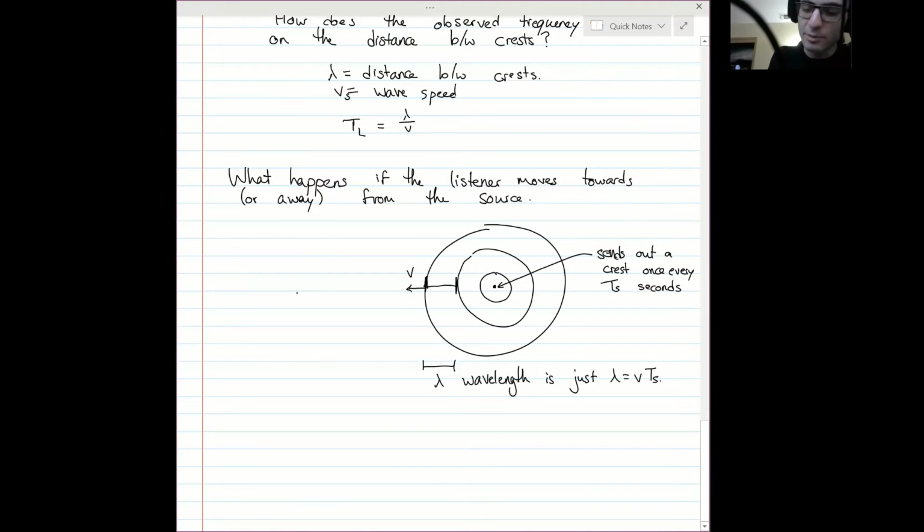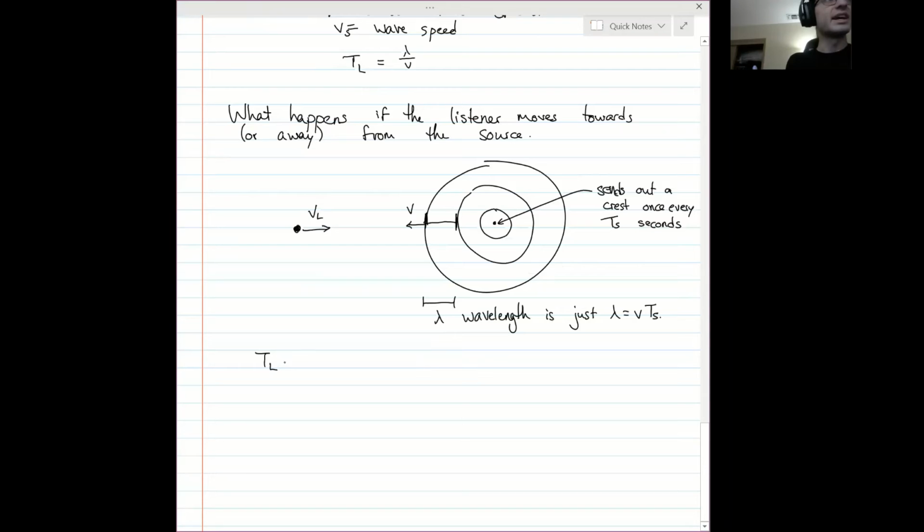Now, instead of what we had before, where we just had a stationary source, stationary listener, now our listener is moving with some speed, say VL. So what is the period that the listener notices? So the period that the listener notices, TL, period for the listener, this is the amount of time between crests. This is equal to the wavelength of the wave divided by the apparent speed of the wave.